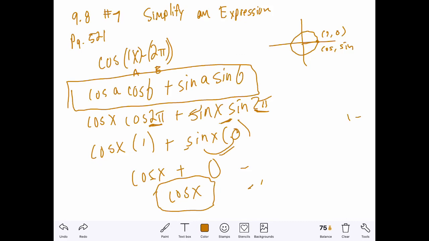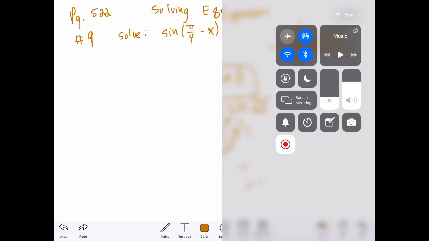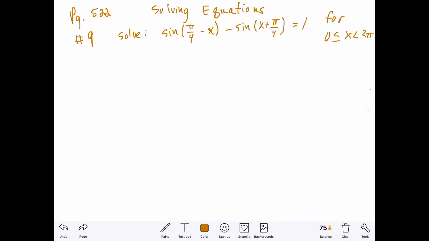Okay, thank you. Let's now look at solving equations and rewriting formulas. Okay, let's look at solving some of these here. And I'm looking at 522, number 9 here. Solve sine of pi fourths minus x, minus sine of x plus pi fourths, equals 1. And this is over the interval of x between 0 and 2 pi. And that may come in useful as we figure out the answer at the end here.